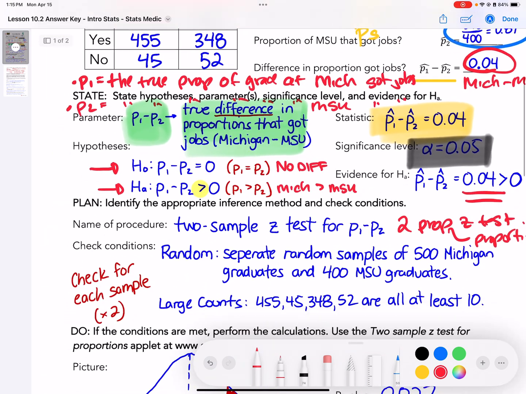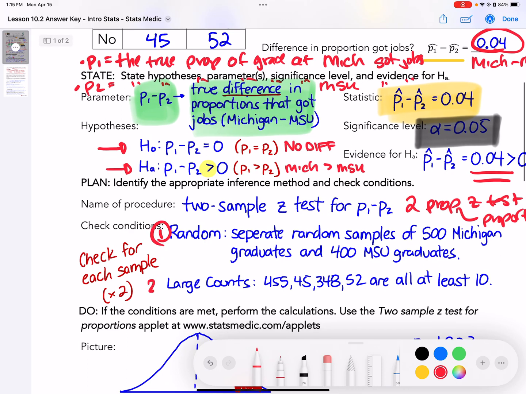Okay, so we always have to check our two conditions. Our two conditions are random sample and large counts. So let's see for random sample. You need to check it for both. And I have 500 Michigan and 400 Michigan State. So you have to check for both of them. And indeed, it was given to us.